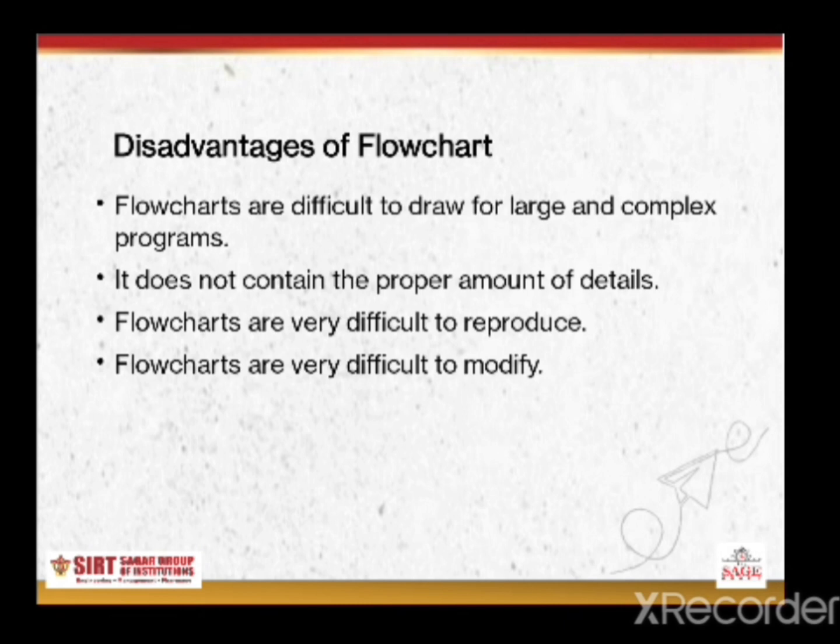So this is the flowchart. It is helpful for us, but sometimes it is not helpful. So this is what flowcharts are.